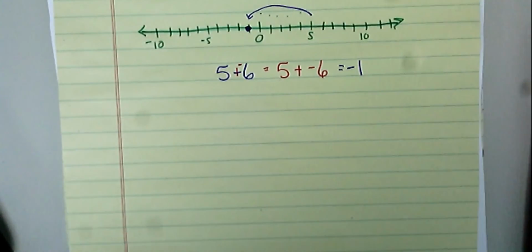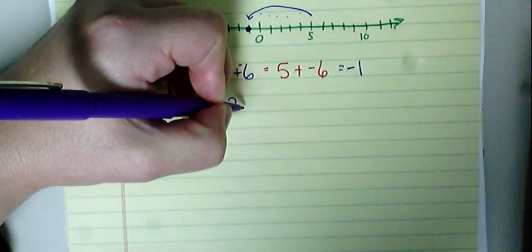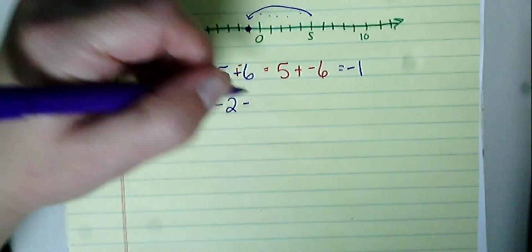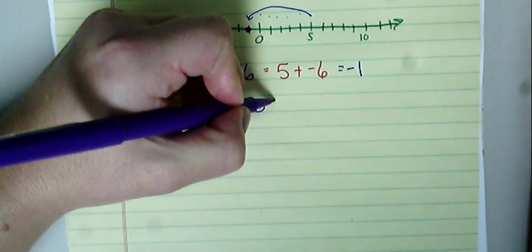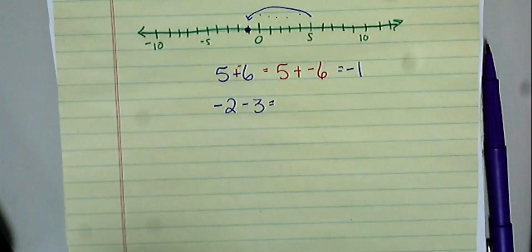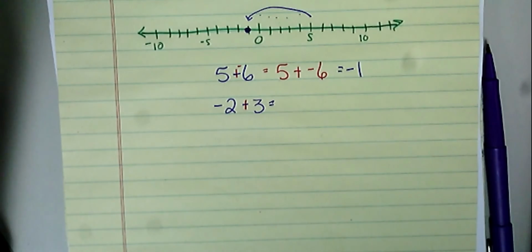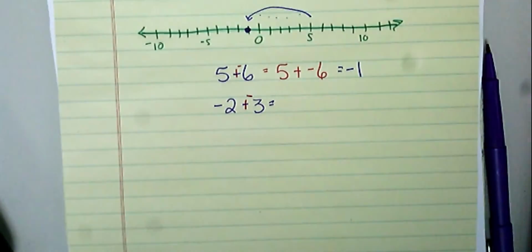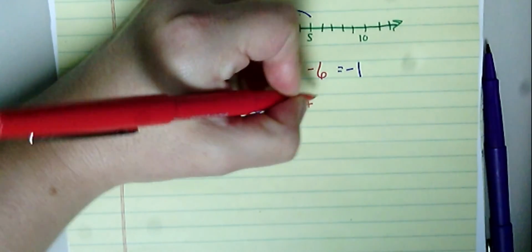Okay, let's do negative 2 minus 3. Now, lots of you guys are going to say, oh, I know that one, but that's not the case, because you have to do change, okay? You have to change the sign of the subtraction to an addition and change the sign of the second number. So it's add the opposite, okay? Negative 2 plus negative 3.